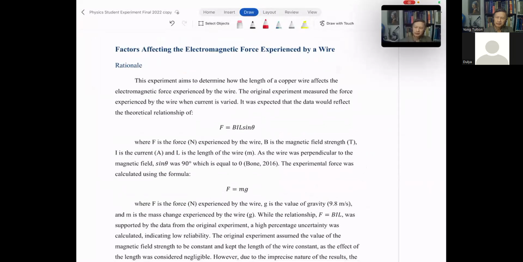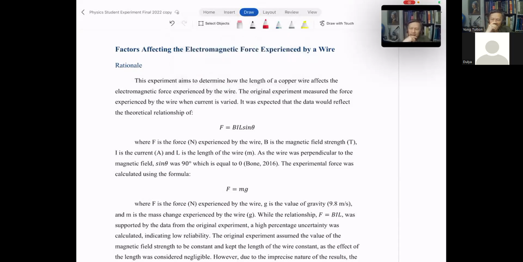This experiment aims to determine how the length of a copper wire affects the electromagnetic force experienced by the wire. The same wire, right? The wire is the conductor, the copper wire. Okay. Can I just give you some remarks?